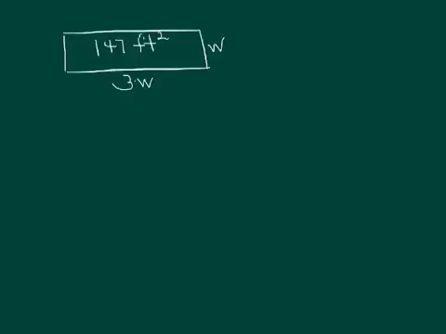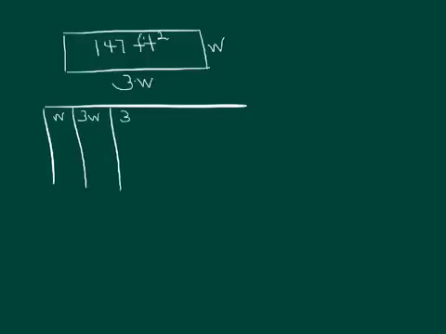Well, again, we could make a chart. We need to pick a value for W, and then we'll have a value for 3W, and then we will multiply these two, because to find the area, you multiply the length times the width. And then we can make another column for comments if we want to comment about whether our value is too high or too low. Since 147 is a pretty good size number, and we're only multiplying 3W times W, let's maybe start out with 10.